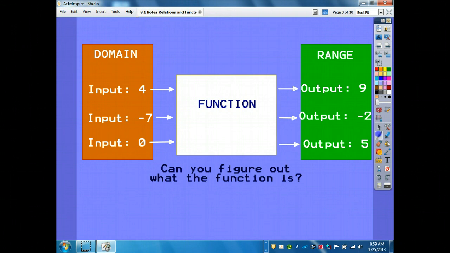Adding 5. So if I add 5, these are my x's, right? My inputs, these are also known as my x's. These are also known as my y's. So if I go x plus 5, my 4 is x, do I get 9?